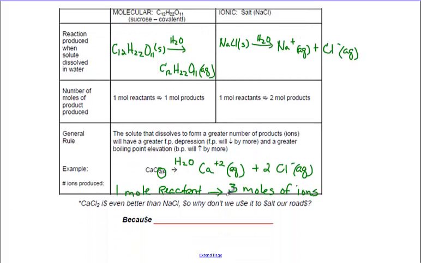So therefore, CaCl2, calcium chloride, is even better than sodium chloride. Why? Because we have more moles of ions. Here we only have 2, right? The more ions you produce, the greater of a freezing point depression you will get, which means that this will work better because it's going to lower the freezing point even more and will be more effective at lower temperatures.